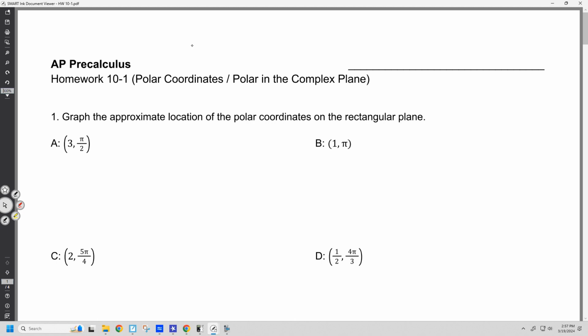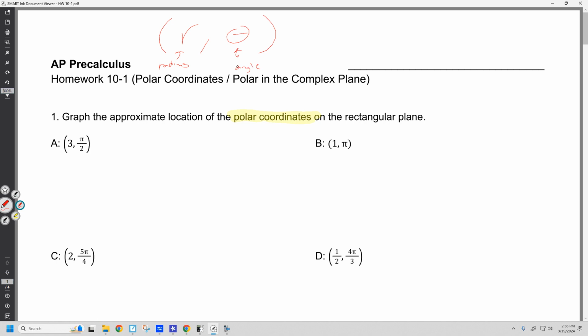Polar coordinates. Tell me, what's 3 and what's pi over 2 if this is a polar coordinate? What do we list them off as? Tell your neighbors. It's an r and a theta. R would be considered a distance from the origin, or a radius. Theta is an angle.